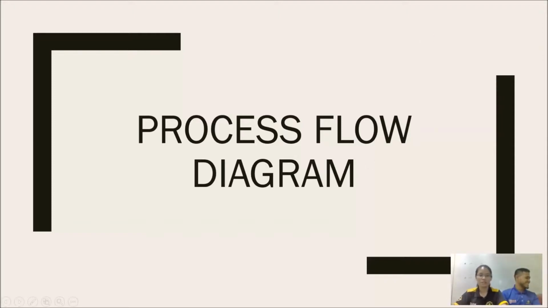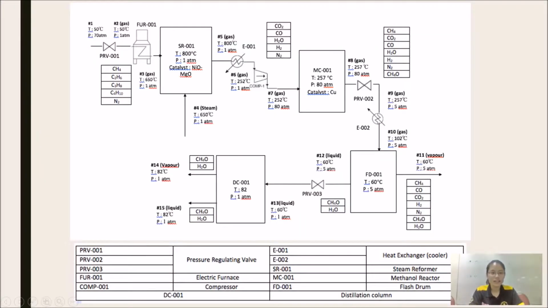So I will start from the process flow diagram. Okay, this is the whole process flow diagram of our design, and then we will input the natural gas at 50 degrees Celsius and 7 atm to the PRV, which is a pressure regulating valve, and then after that we will enter the furnace to heat up our stream to 650 degrees Celsius at 1 atm, and then we will enter the steam reformer.